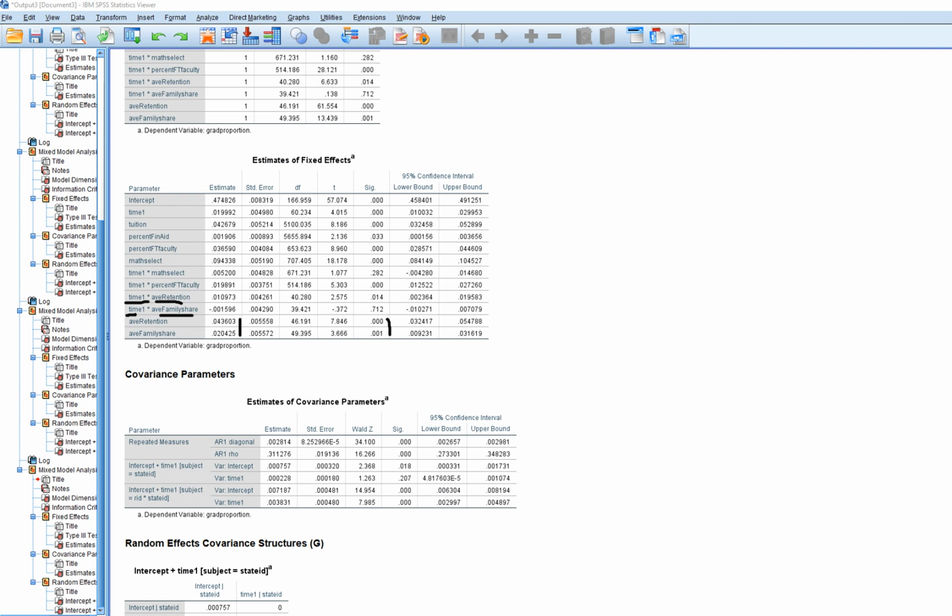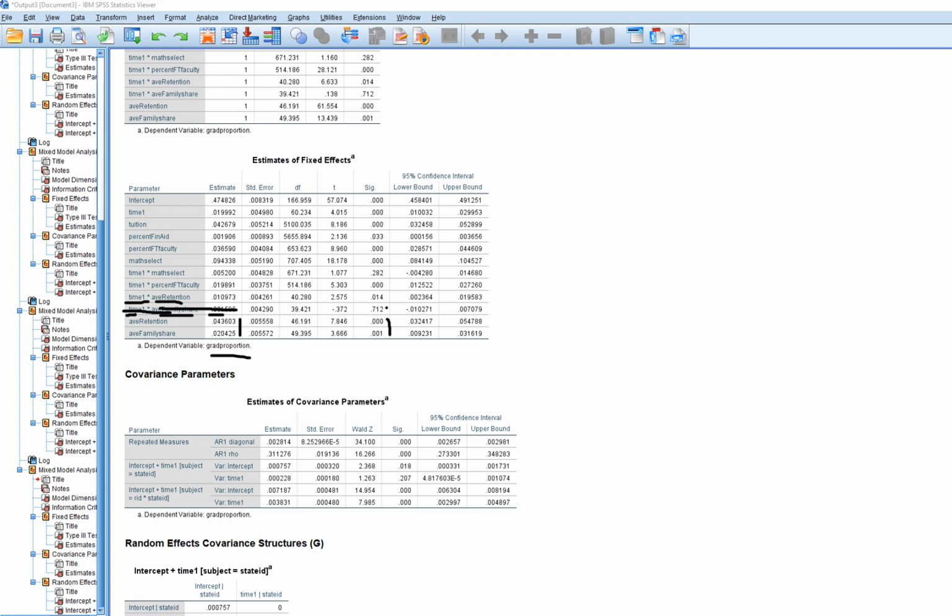You see that the interaction between average family share and the time 1 variable is negative but not statistically significant. So it looks like average family share is not having an impact on the change over time in grad proportion between the states. So this is not significant in the model.